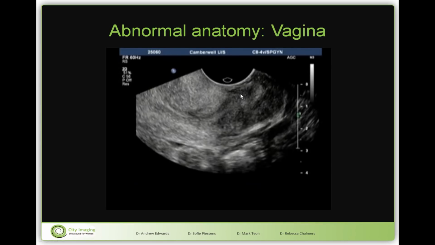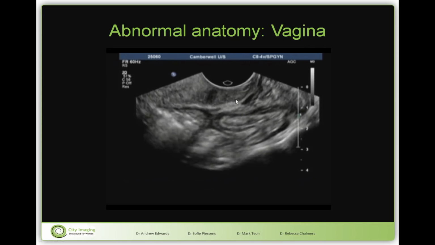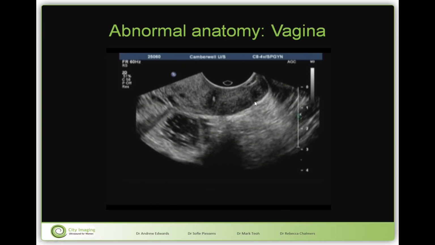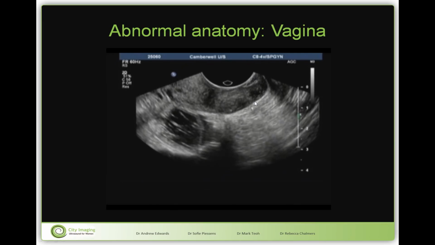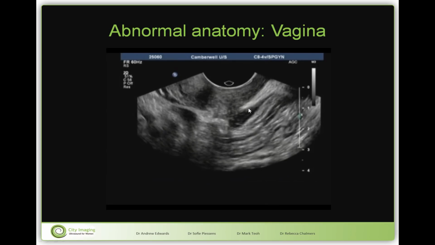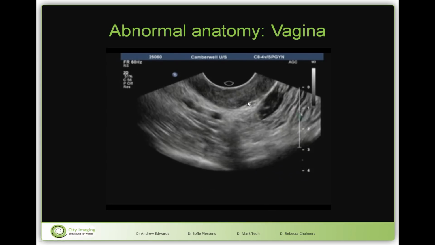So you see what I mean when I show you this clip. The probe is in the anterior fornix. You don't notice anything in particular, but putting it in the posterior fornix, you see this really thick nodule in the vaginal wall. So first I'll measure the nodule. And in transverse section, it is quite a large nodule.